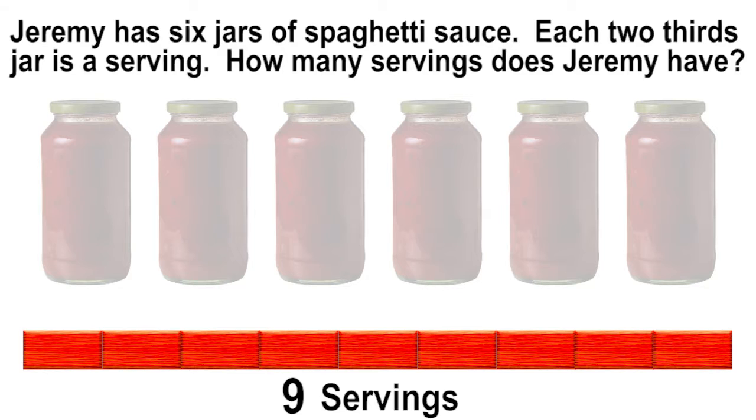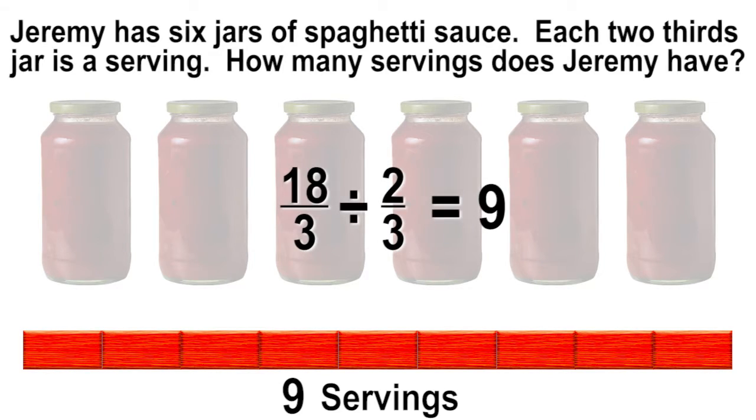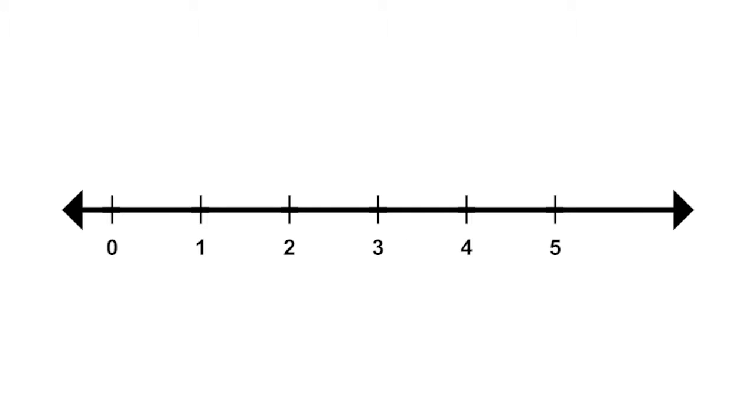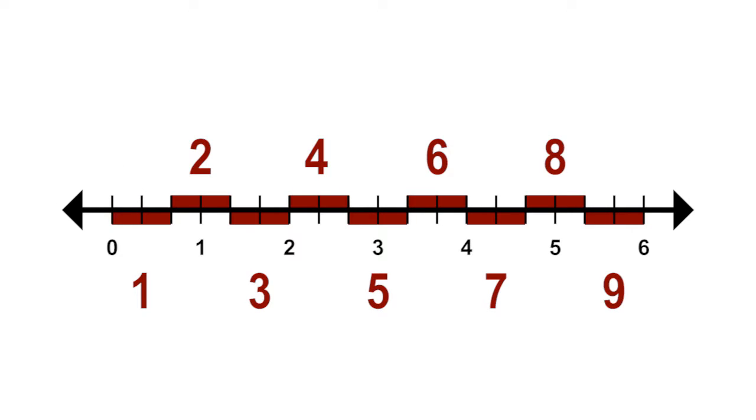We can use the common denominator algorithm to write the equation 18/3 divided by 2/3 equals 9. The solution can also be represented on a number line. Draw a number line that goes from 0 to 6. Partition each section into 3 parts. Each mark represents 1/3, so 2 of the marks will represent 2/3. Count to find out how many 2/3s are in 6.